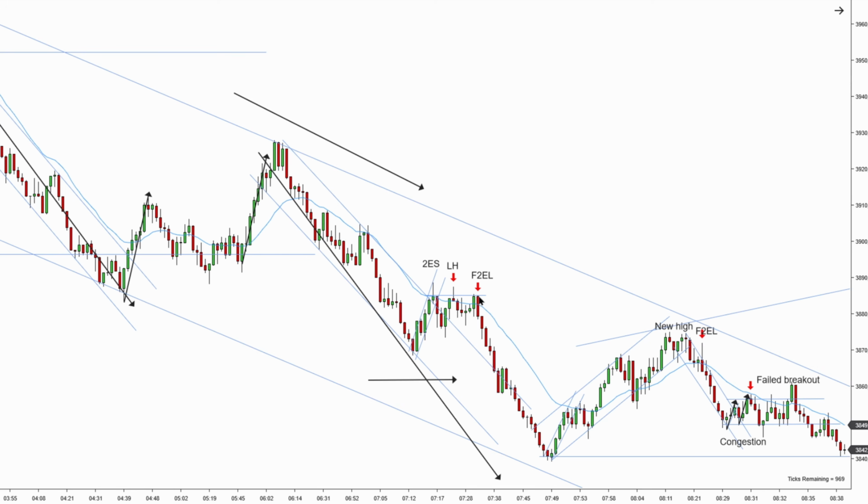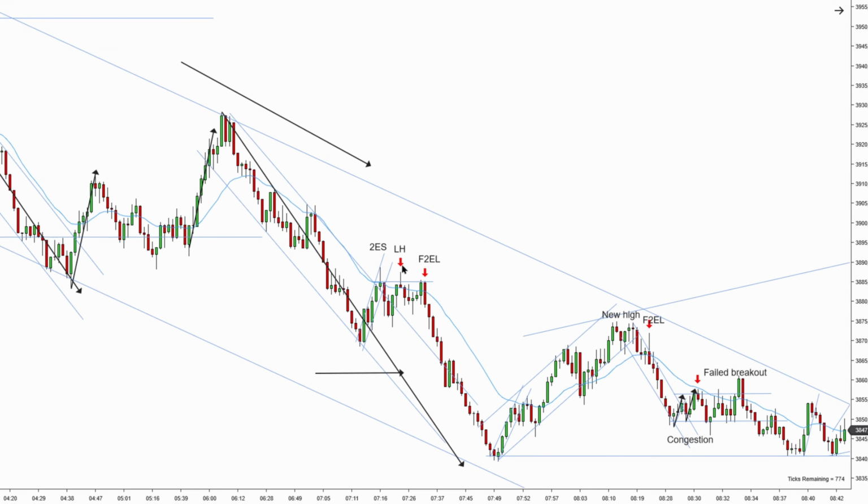Great high probability setup. Why? Because we expect the second leg measured move to be reached. This downtrend makes a new low, the EMA keeps rejecting, and we have a triple test and a bunch of high probability setups. So textbook price action, the market created a push down.